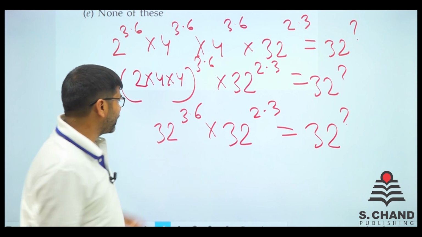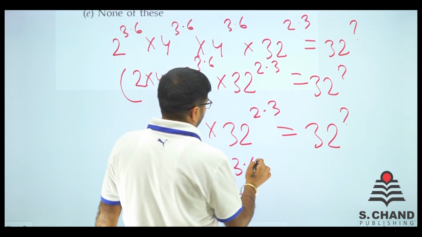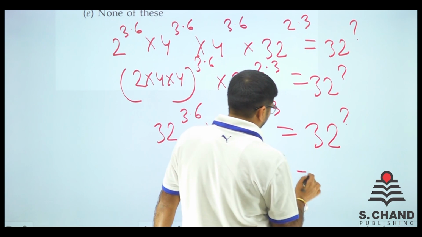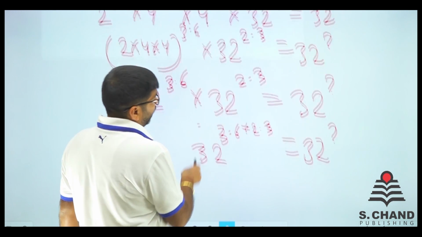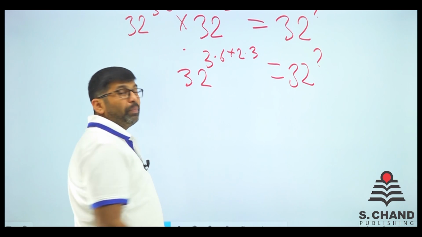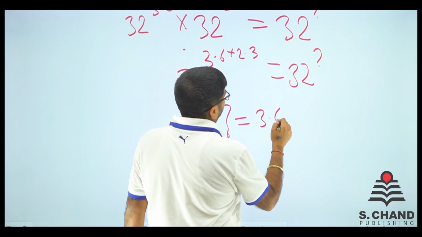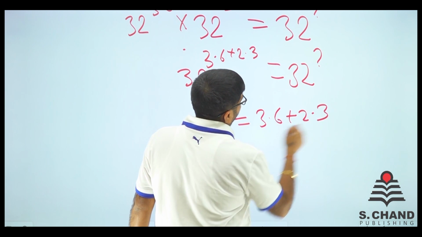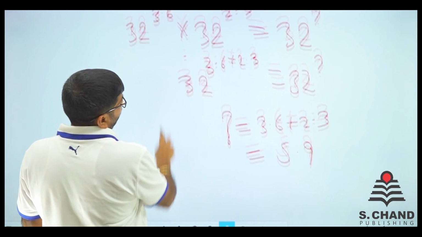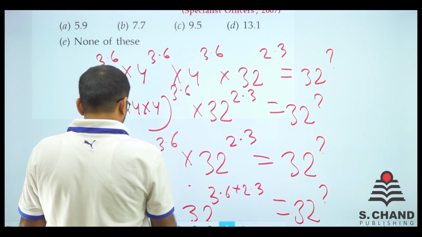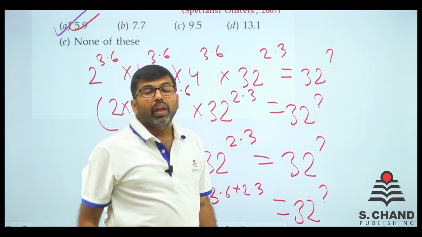Now if the bases are the same, what we'll do is 32 raised to power 3.6 plus 2.3 is 32 raised to power question mark. Now you can see on both sides the base is the same. So if the base is the same, question mark is equal to 3.6 plus 2.3, which is 5.9. Is there any option called 5.9 in the options? Yes, there is. So finally the answer is 5.9.